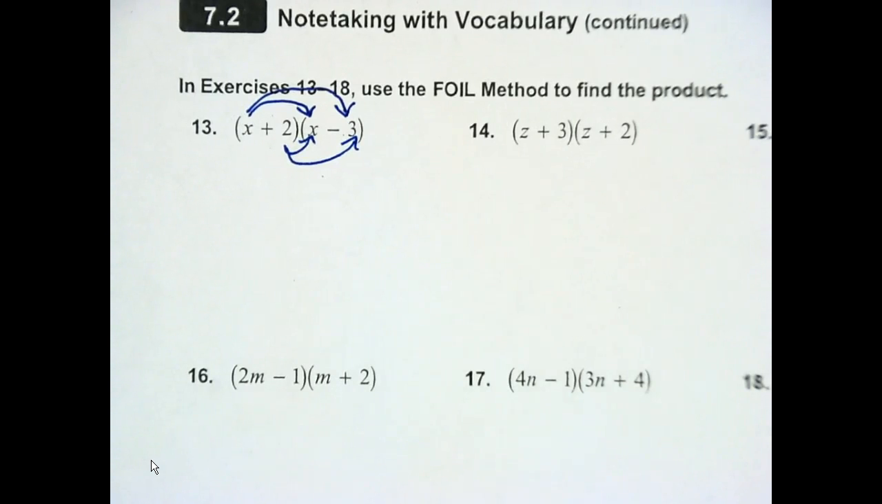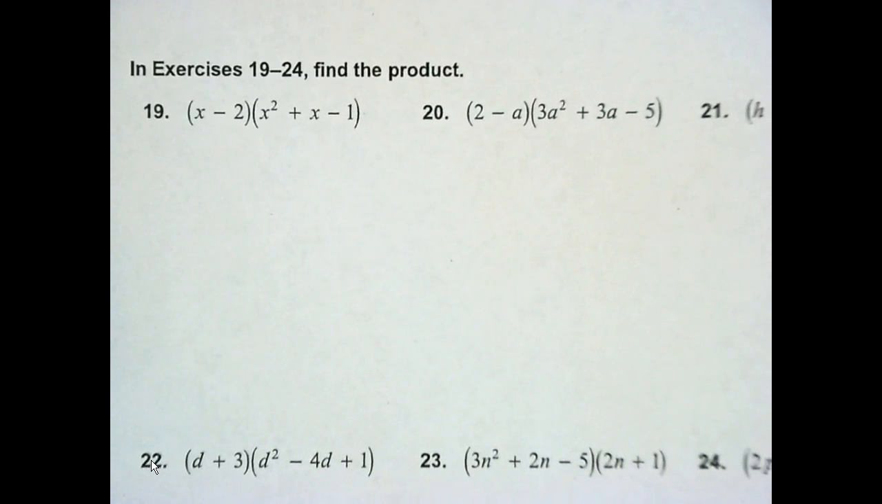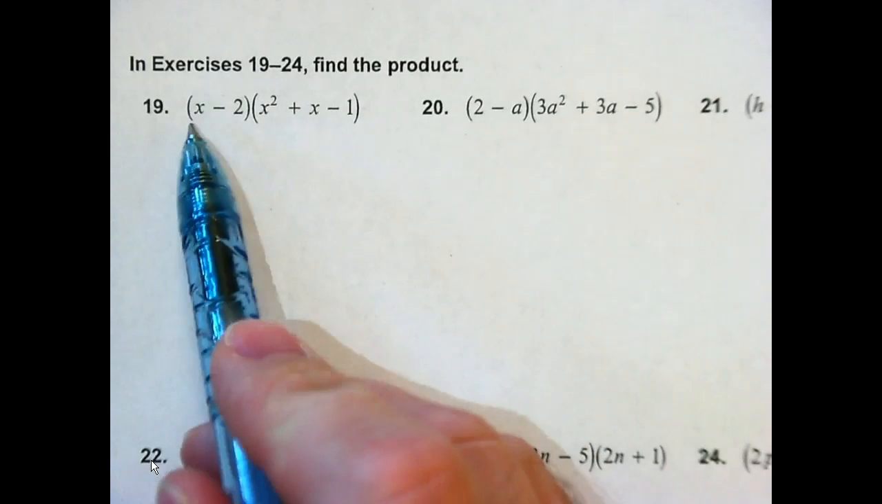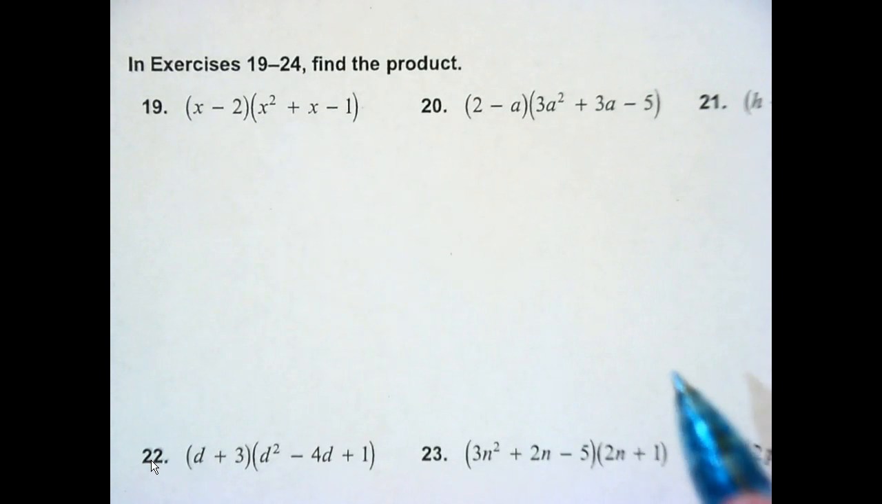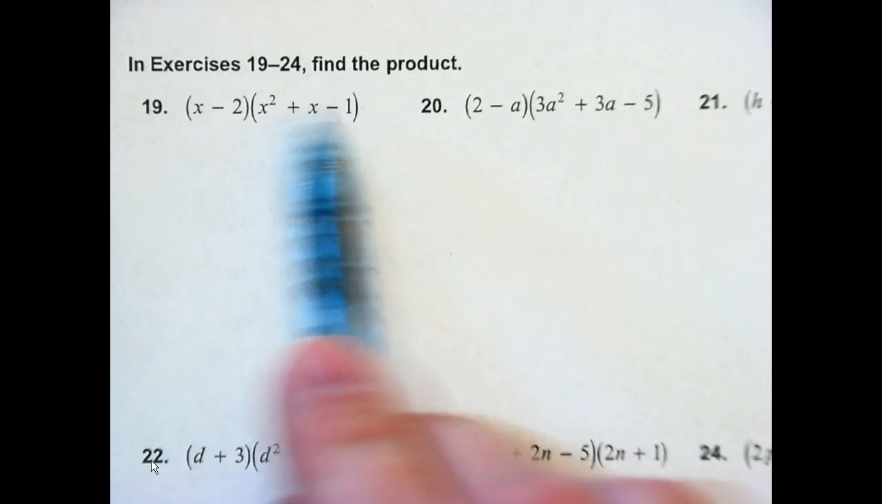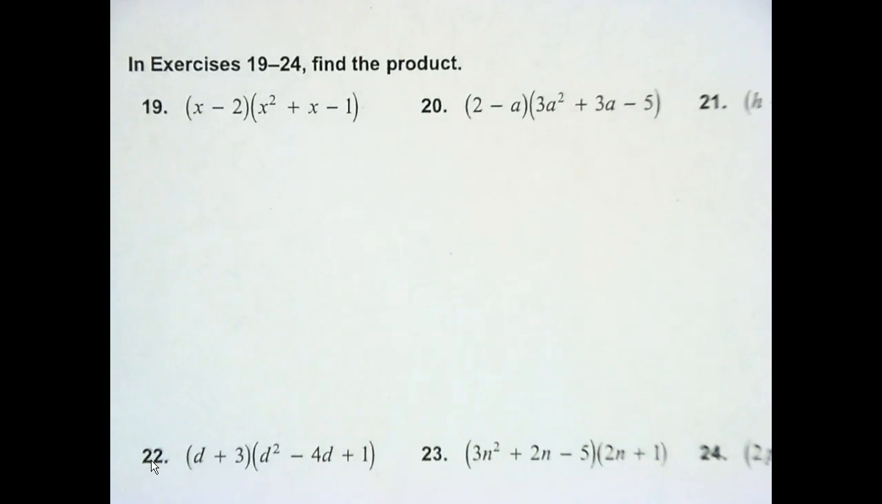Okay. The part that gets a little tougher on this assignment is when you get down to, say, 19 through 24. So take a look at those. You have a binomial now times a trinomial. So when you're doing this one, go ahead and talk with your neighbor about how you're going to actually multiply that out. What do you do differently from number 19? Okay, volunteer, what do I do differently?